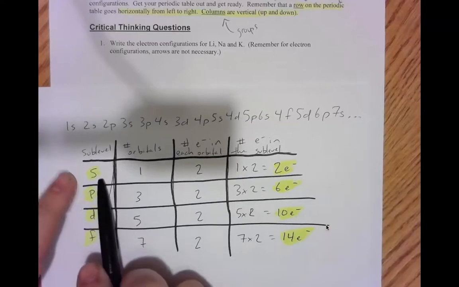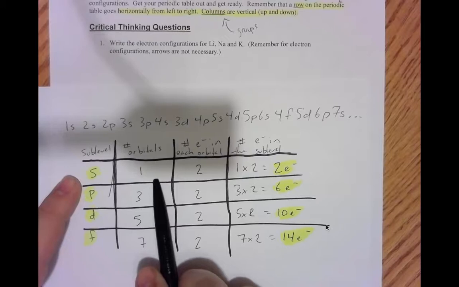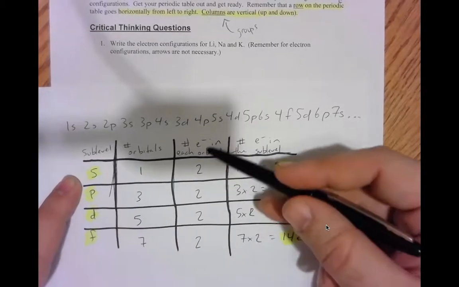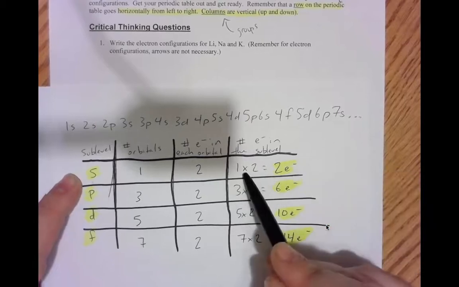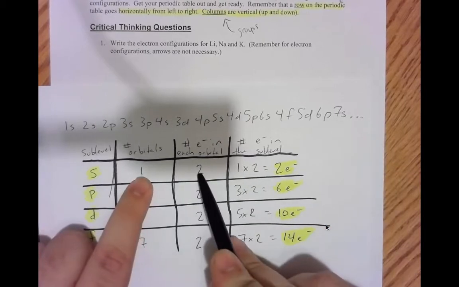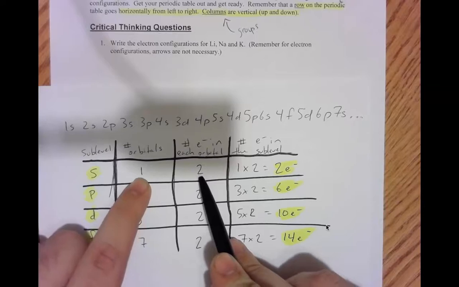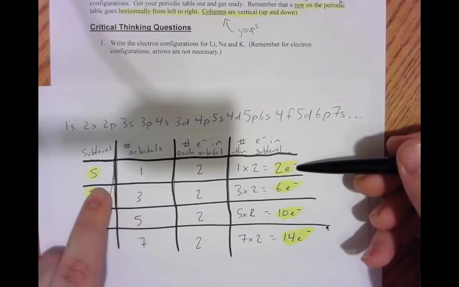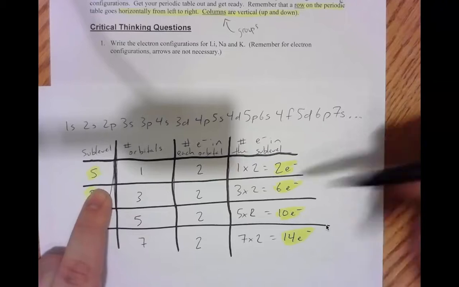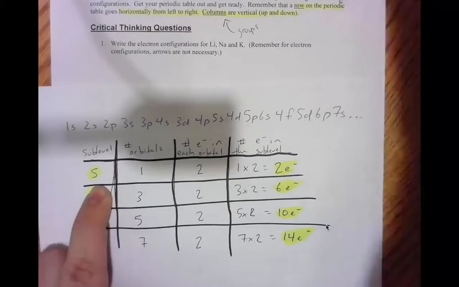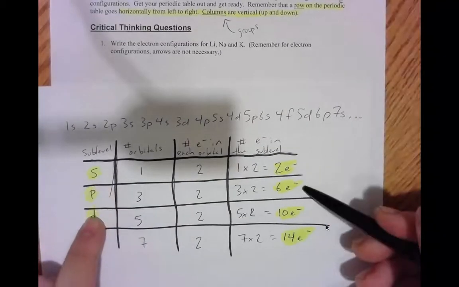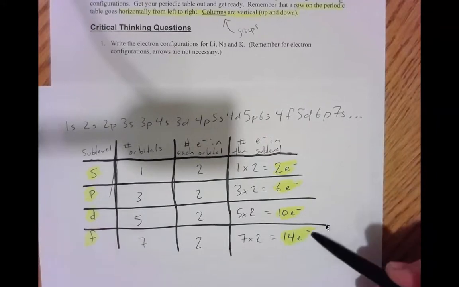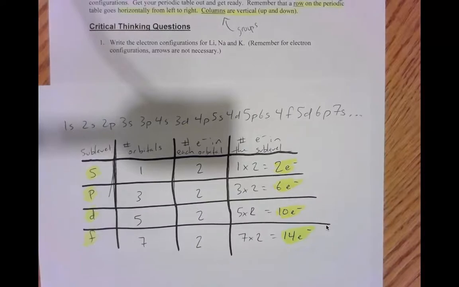So remember, in an s sub-level we have one orbital. Each orbital, doesn't matter which kind of sub-level you're in, has 2 electrons. Then we can multiply the number of orbitals by the number of electrons that fit in each orbital to find the total number of electrons that fit in that sublevel. So that's why in the s sublevel we have 2 electrons. In the p sublevel we have 6 electrons. In the d sublevel we have 10 electrons. And in an f sublevel we have 14.